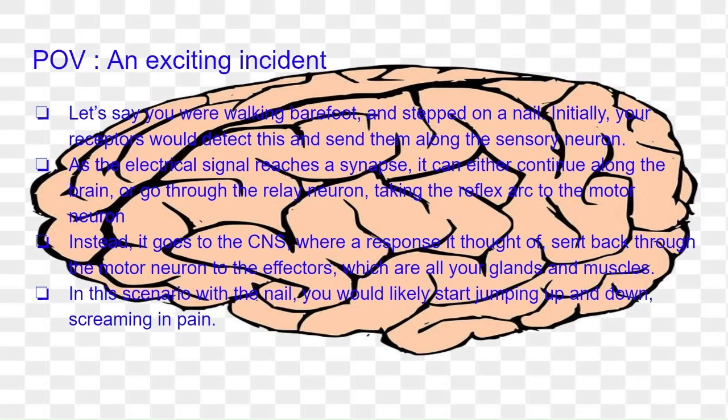So let's say, for example, you're walking barefoot and you stepped on a nail. Initially, your receptors would detect this and send the electrical signal along the sensory neuron. This signal reaches something called a synapse, which is a gap in between two neurons where chemicals can diffuse through. And a synapse is there in order to provide two alternate routes for the chemicals to take.